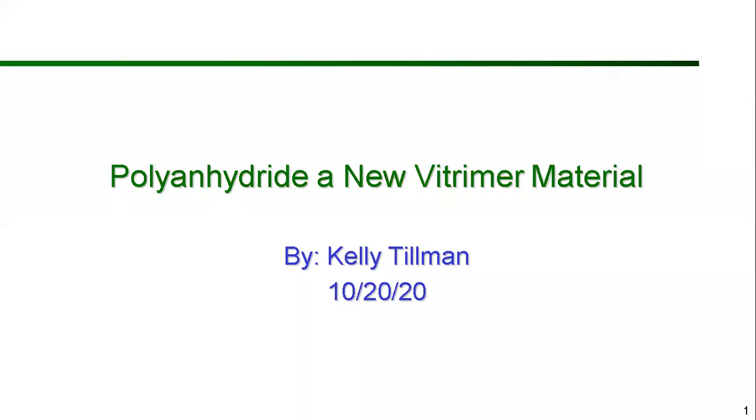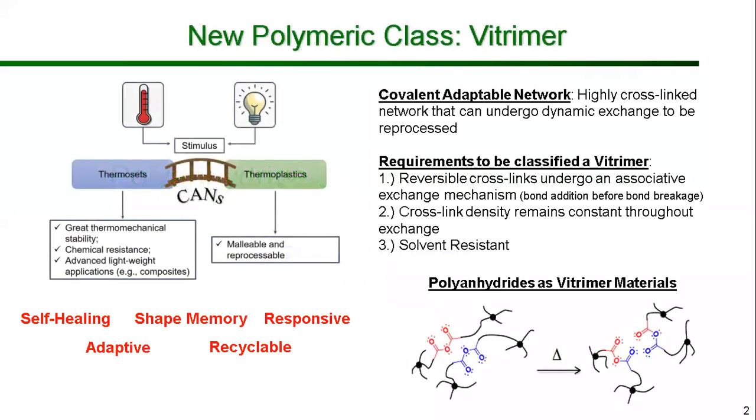Today I'm going to talk to you about polyanhydrides as a new Vitrimer material. So to start off, what are Vitrimers? They're a new class of polymeric materials. They have to be a covalently adaptable network, which means that they're a highly cross-linked network that can undergo a dynamic exchange to be reprocessed.